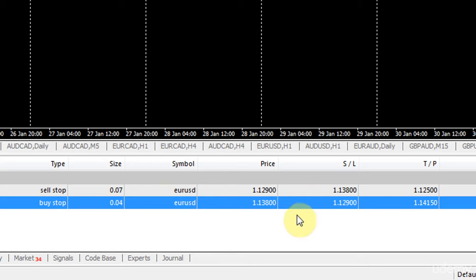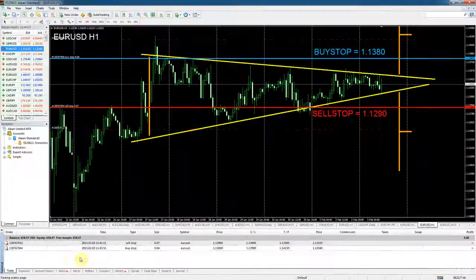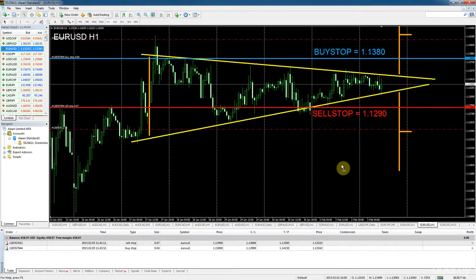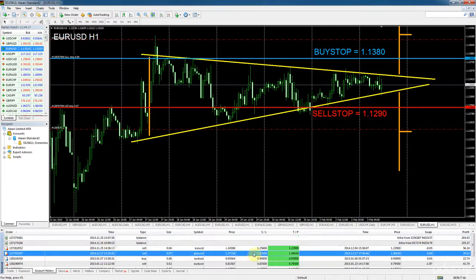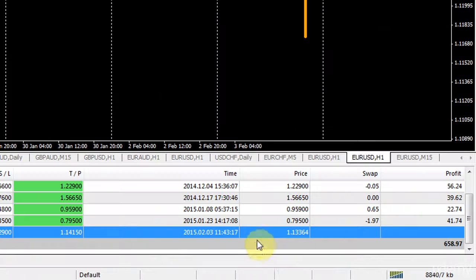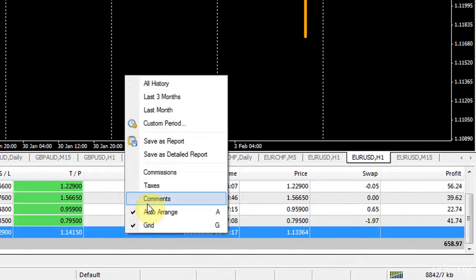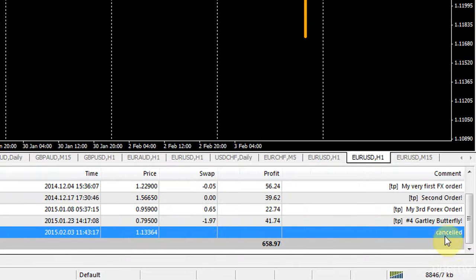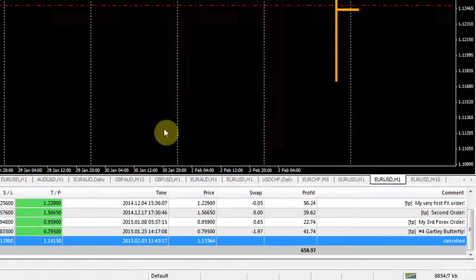Everything else looks okay. So that was a good example of how you can quickly delete pending orders without any effect on the account, because they're actually not in the market. They don't really exist as market orders. They're just an intention for you to buy or sell. But you will still see your deleted order here, and you'll see in the comments that it says cancelled because you manually cancelled this particular order.